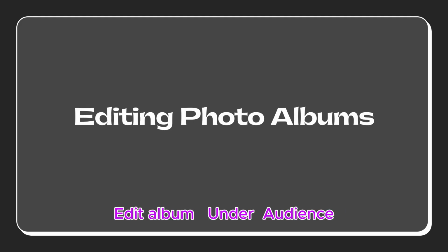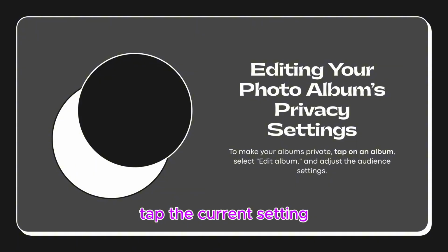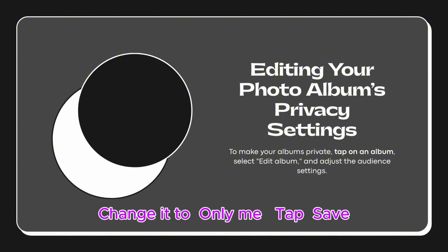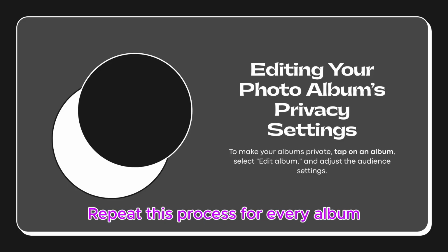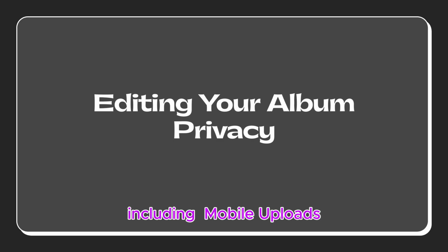Select Edit Album. Under Audience, tap the current setting, like Friends. Change it to Only Me. Tap Save in the top right corner. Repeat this process for every album, including mobile uploads, timeline photos, and cover photos.